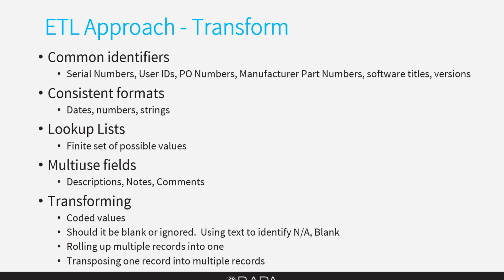Transforming, obviously, is the key activity, where you're taking coded values and creating relationships or finding other information. Cleaning up data and removing notes and text that you historically use within spreadsheets to maybe represent a blank field, when a blank field is a blank field. You don't need to actually say it's a blank field. Rolling up multiple records into one, as well as transposing a single record into multiple records if it's needed. So again, the transformation is really where you're going to spend most of your effort.